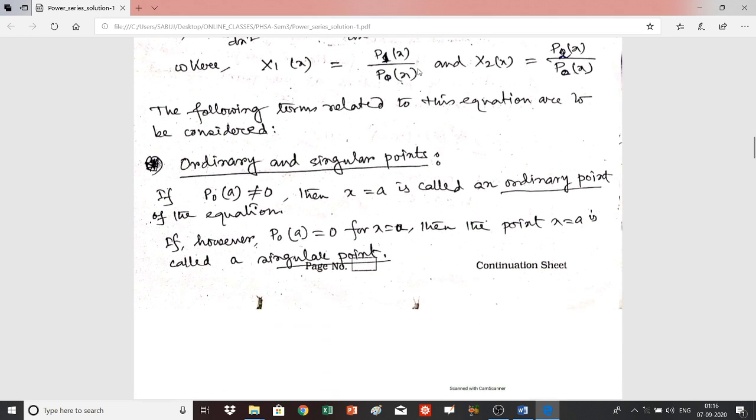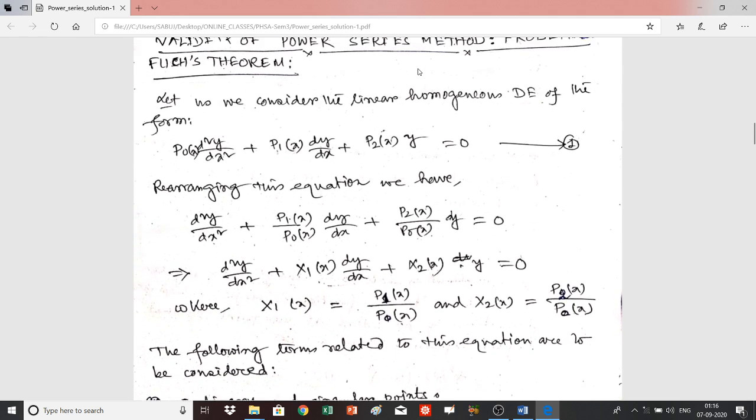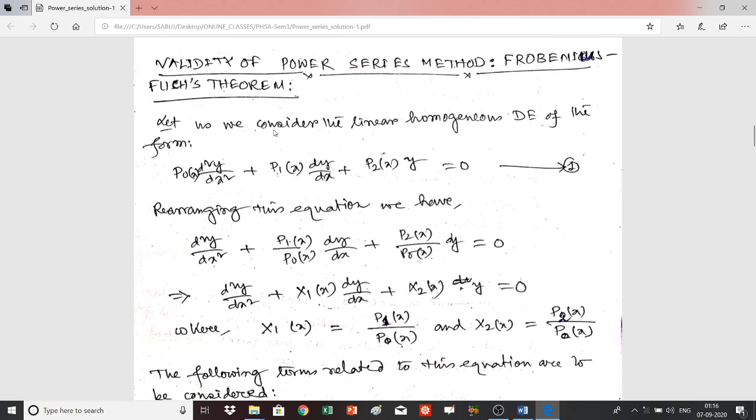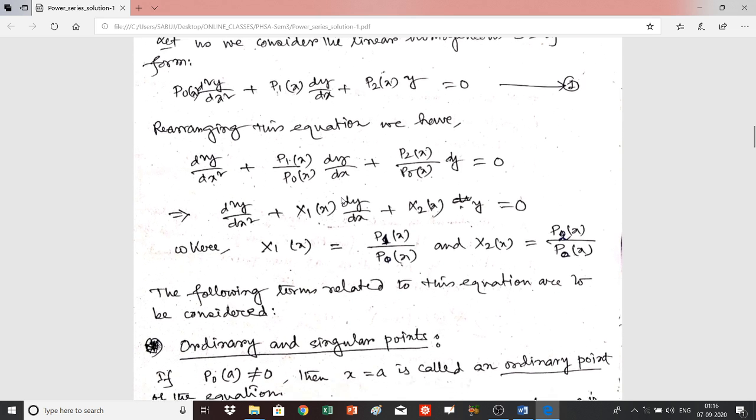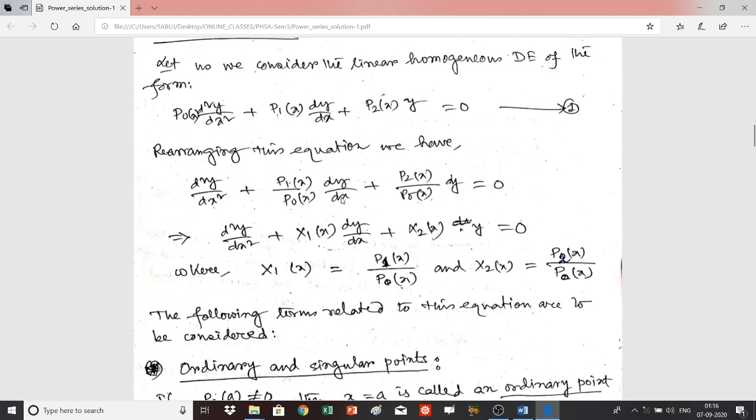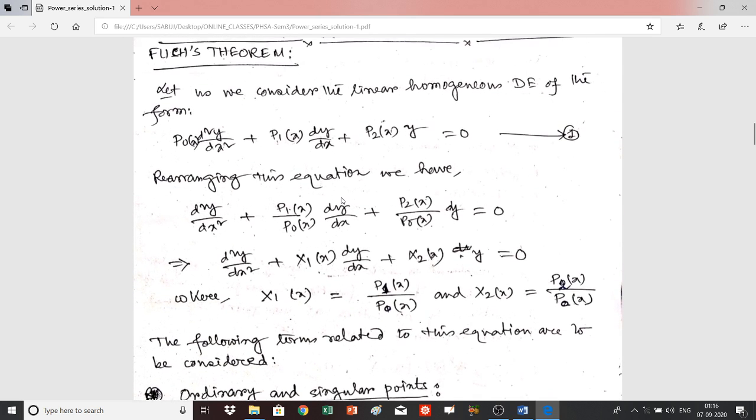Now, if a given differential equation has an ordinary point, then it is easily soluble, or it can be solved by the power series method. However, if a given equation has a singularity for a certain value of x, then it cannot be easily solved. It cannot be solved by the power series method.